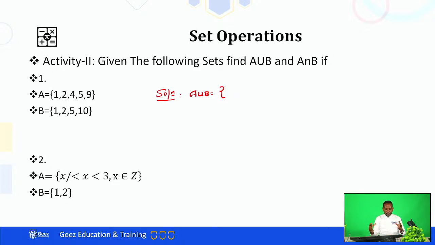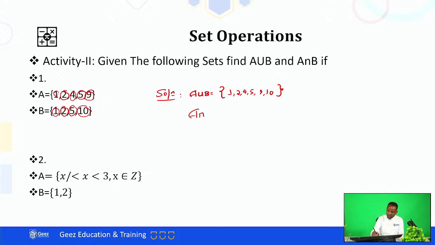Then you just write all the elements in one set, okay? Just the elements that belong to either A or B. Then we can say 1, 2, 4, 5, 9, and 10, because we have 1 here, we have 1 here, we have 2 here, we have 2 here, we have 5 here, we have 5 here, we have 4, we have 9, and we have 10. Then we write it all as symbols. Then we call this A union B, the set whose elements belong either to A or B.